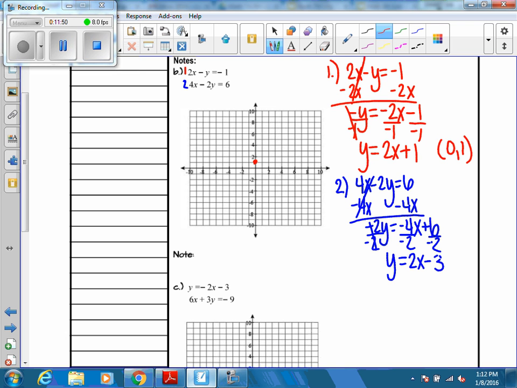And then my slope is 2, so I'm going to go up 2 and run 1. So that's the first line that I have. And then I'm going to go ahead and graph the second equation. When I graph the second equation, I'm going to graph 0, negative 3 first. And then my slope is also 2. So I'm going to go up 2 and over 1.